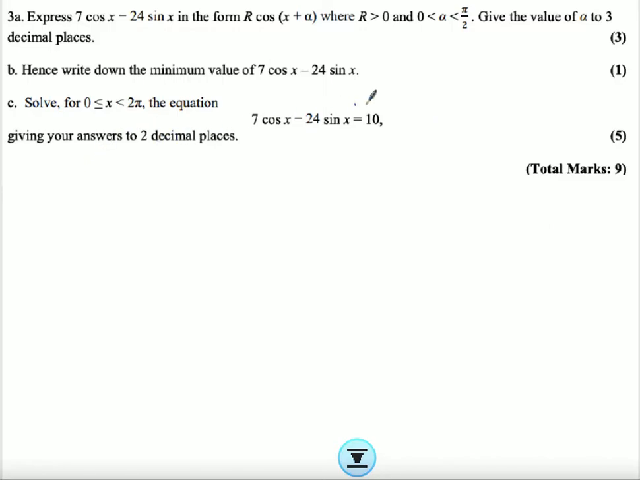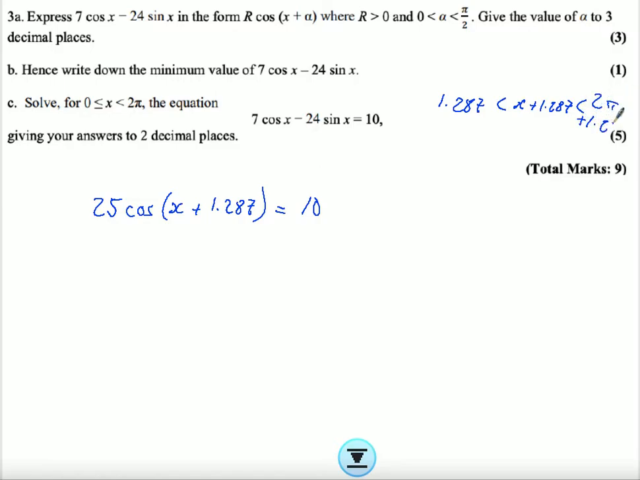Okay, and then we're going to solve it equal to 10. So that was 25 cos x plus 1.287, and we want that equal to 10. Okay, and we want x between 0 and 2 pi, so we're going to look between 1.287 and 2 pi plus 1.287, just so we don't miss any solutions.